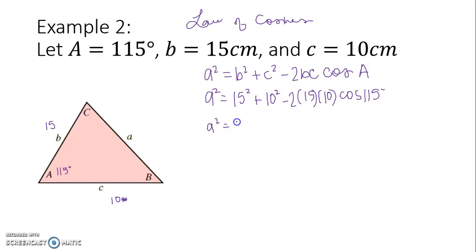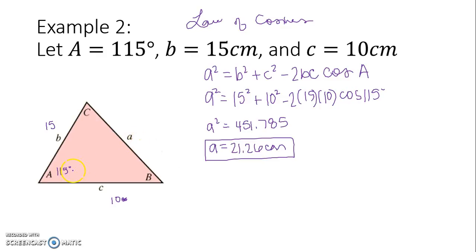I can type all of that in, which is going to give me 451.785, and then I'm going to take the square root of that. Do not round until the very end. I don't care if you round when you're writing down your answers, but actually take the square root of the entire answer you had there, not a rounded one. I got 21.26 centimeters for side A.